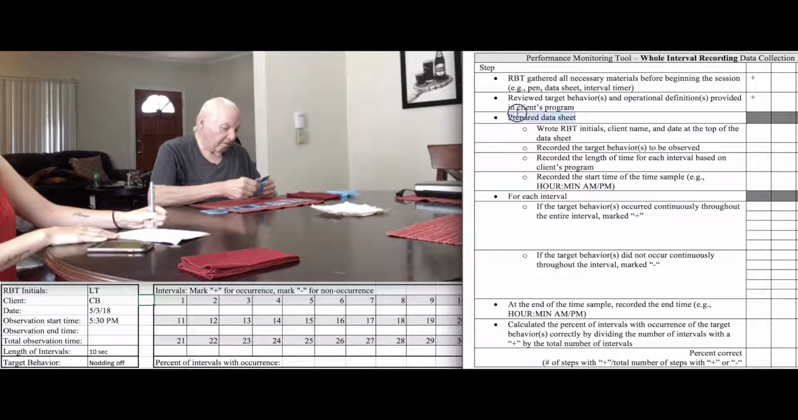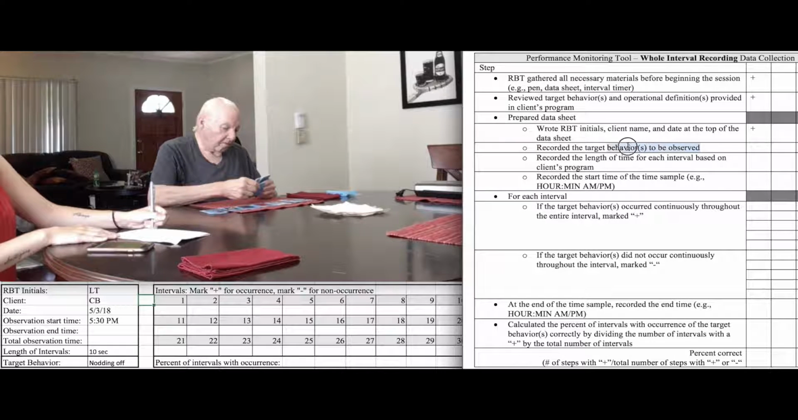Now we will look at the prepared data sheet. Over here, we can see that for this first step, our RBT did in fact write her initials, her client's initials, and the date at the top of her data sheet. So for this step, she gets a plus.